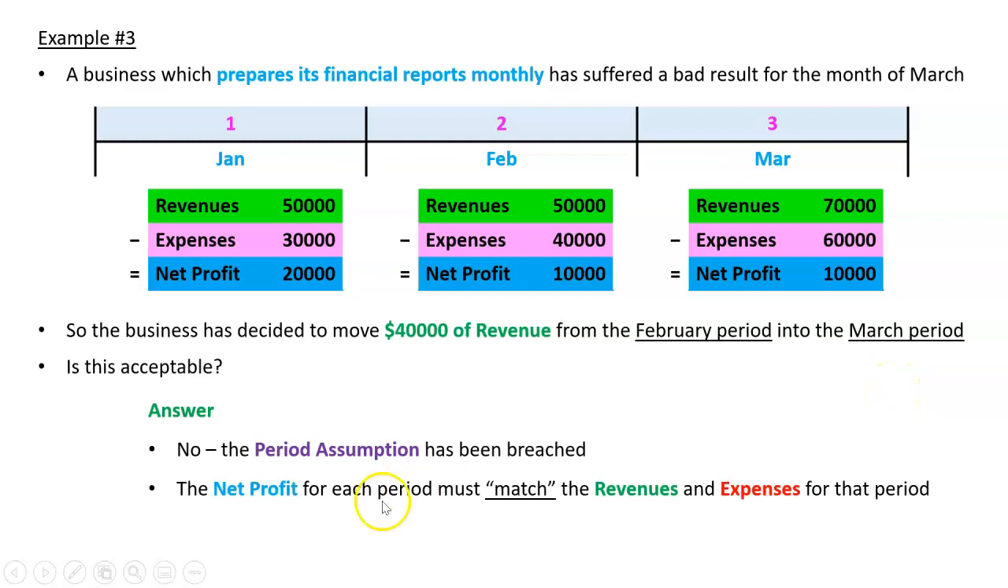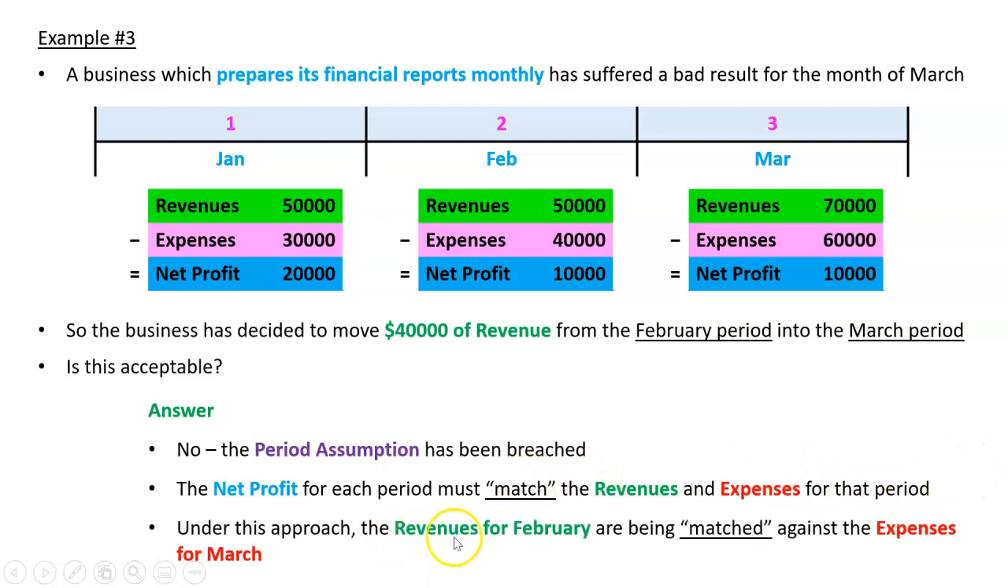How so? Well, the net profit for each period must match, we use this matching concept, the revenues and expenses for that period. Under this approach, we've actually got the revenues for February in here, and they're being matched with the expenses from March. That's wrong. All the revenues for February should be included in February's period so we can match them with February's expenses.